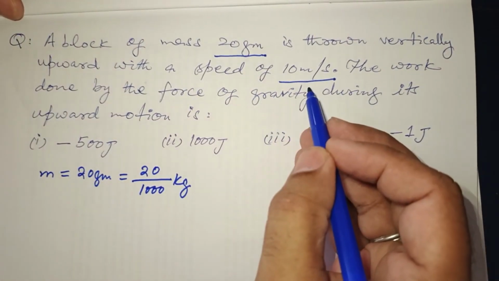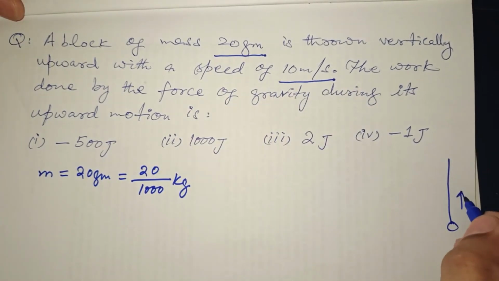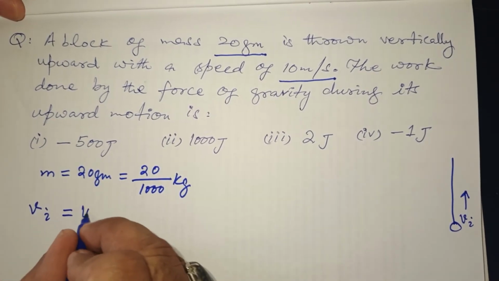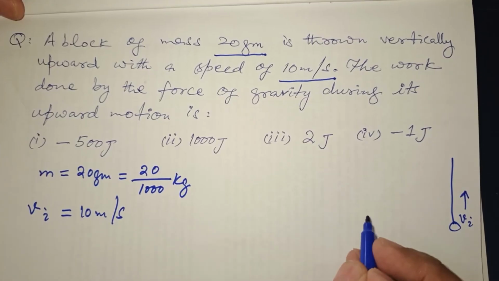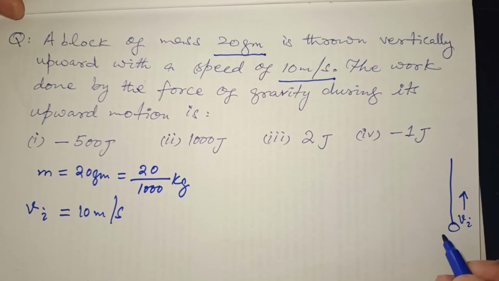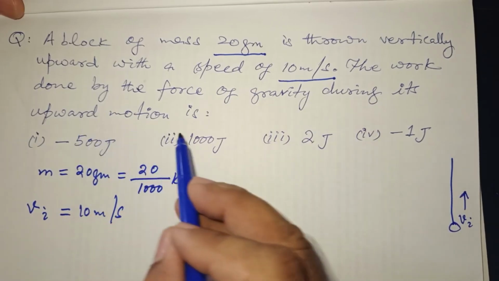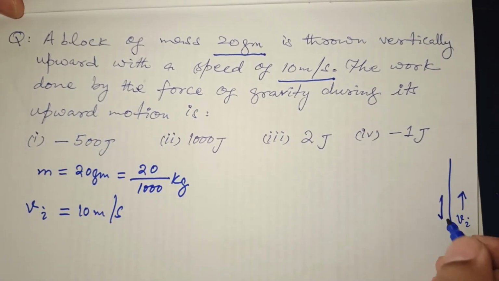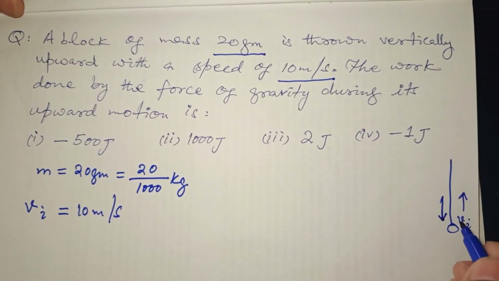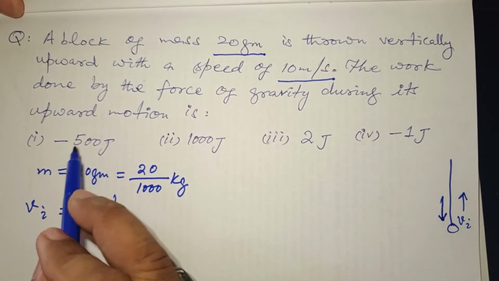Then come to the speed. It is thrown vertically upward in this direction with a velocity or speed which is vi. So vi is 10 meter per second. The work done by the force of gravity during its upward motion is, so now you have to use your trick. What's that trick? The work done by the force of gravity during its upward motion is upward, the direction of gravitational acceleration is downward. So both are in opposite direction. So your result will come with negative sign. Either this will be the option or this will be the option.